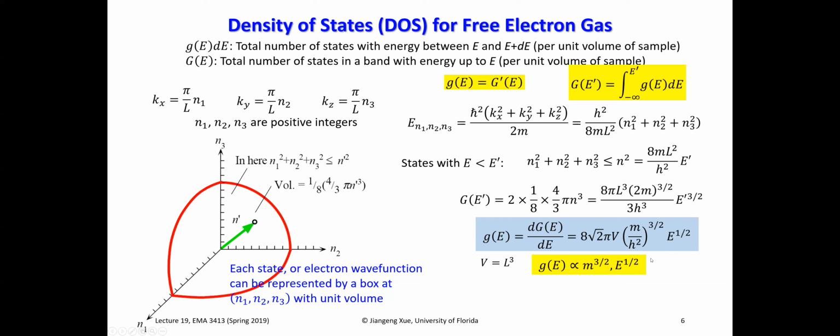This is for 3D electron systems, and you can do the same thing for the 2D and 1D cases. For the 2D case, the density of states goes with E to the power 0, which means it's energy independent. And for the 1D case, it goes with energy to the power of minus 1/2.